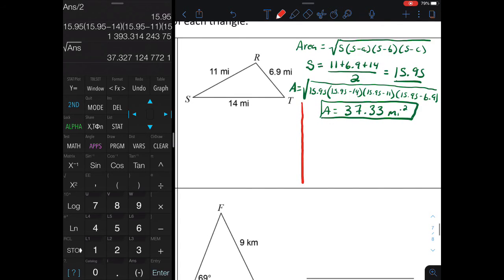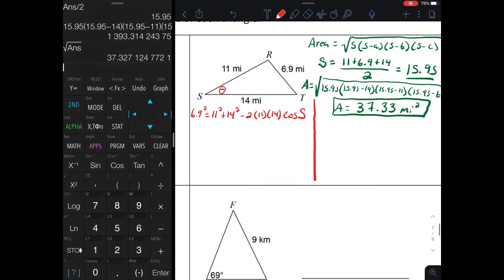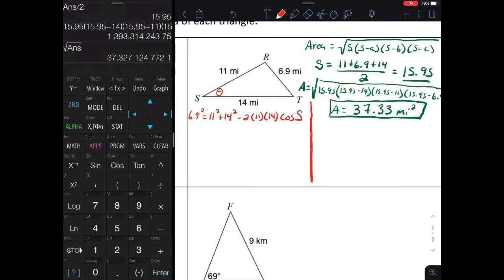Now, in order to use the other formula, I have to find the measure of an angle. So let's say I want to go find S, so that way I can use the side angle side formula. So I'd have to use law of cosines here and say 6.9 squared is equal to 11 squared plus 14 squared minus 2 times 11 times 14 cosine of angle S. And I'd go find angle S.